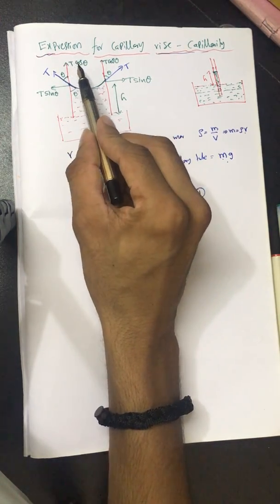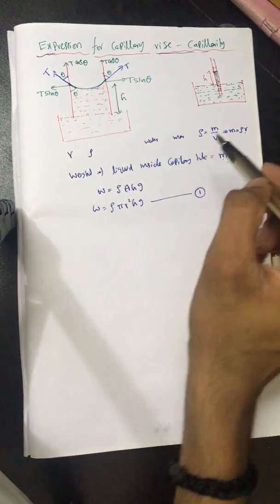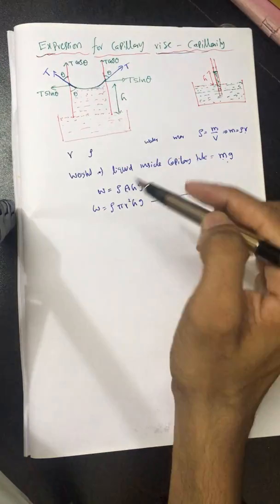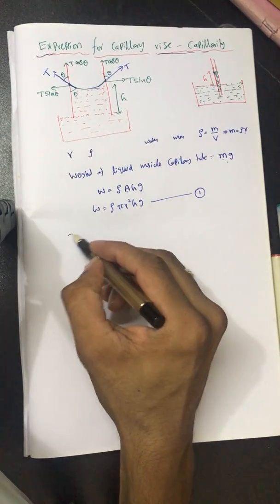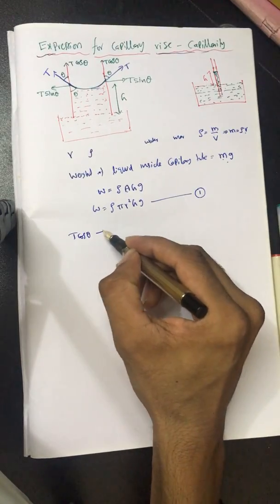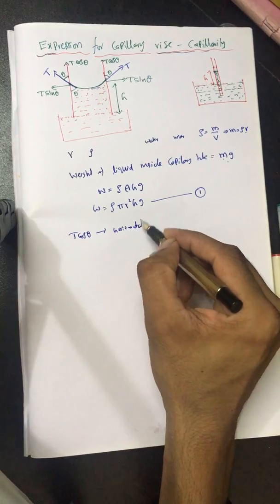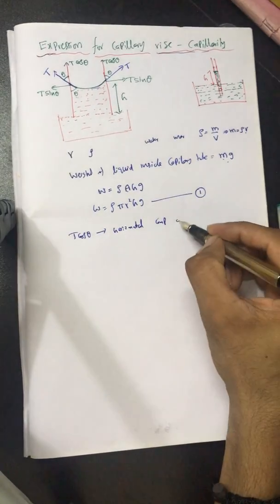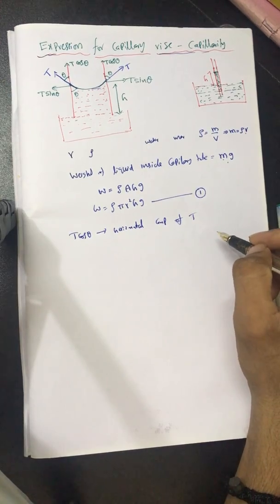Only the vertical component, which acts along the vertical direction upward, T cos theta, which acts all over the circumference, is responsible for the rise in the liquid. So that's why T cos theta, the component of surface tension, is responsible for the rise in liquid.